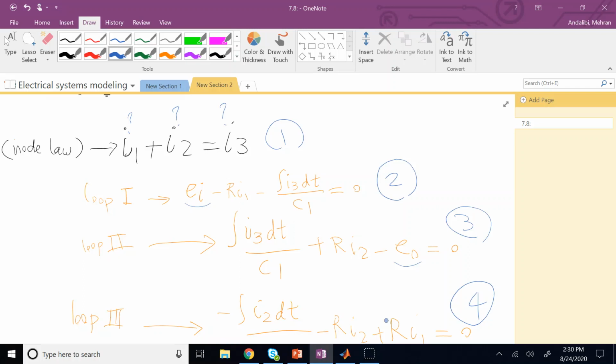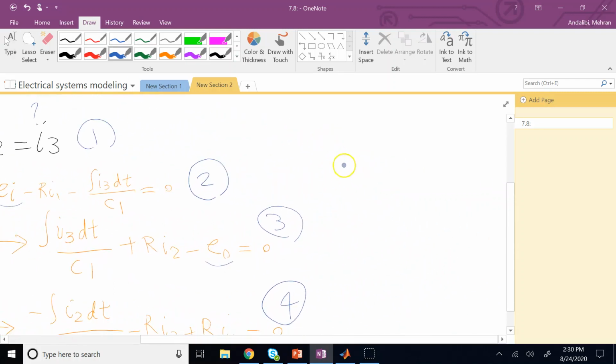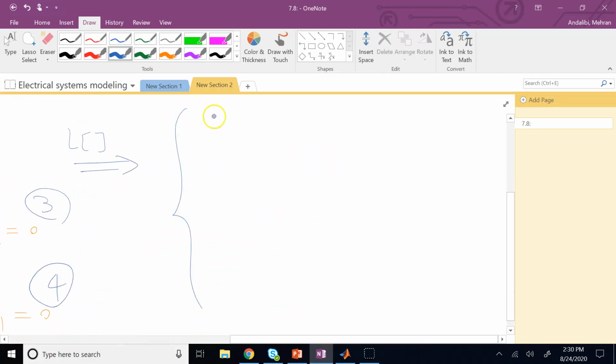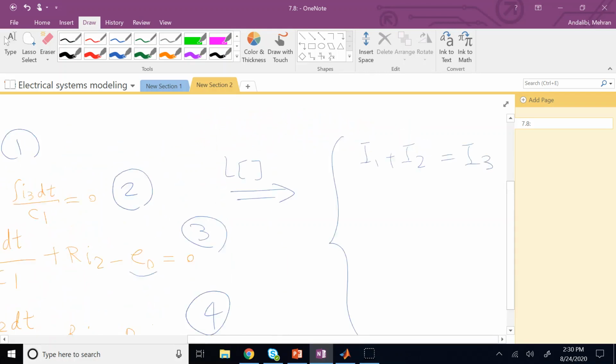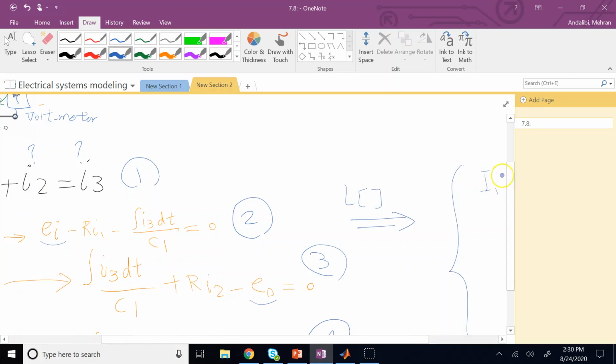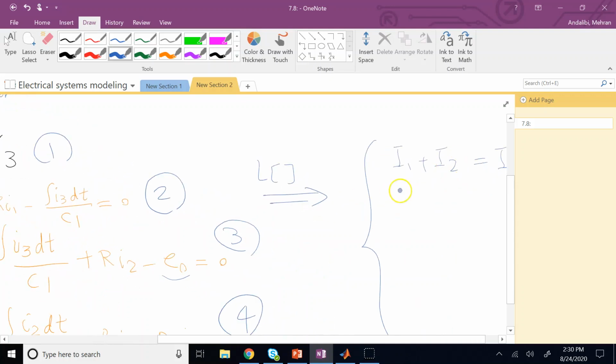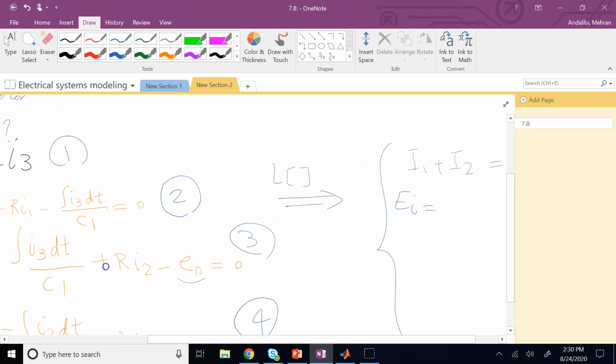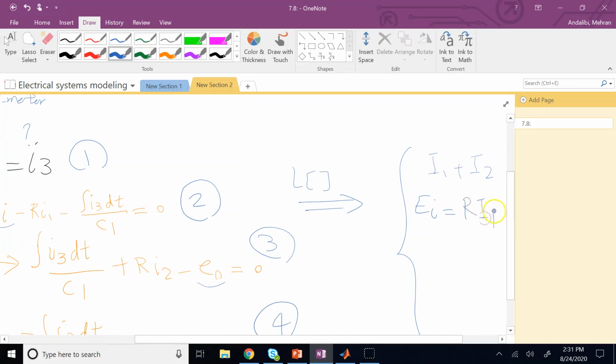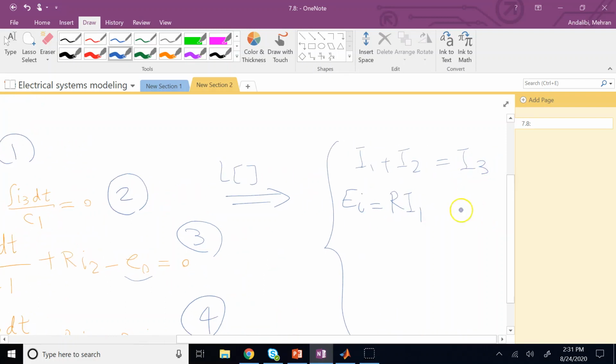Okay, so now I need to start applying Laplace transform. So I apply Laplace to all of these equations, and then I will get I1 plus I2 is equal to I3. I'm not going to write I1 of S, I2 of S, because that takes a lot of time. So you know, when I write them as capital, they're all functions of S. So EI is equal to, and I take the negative terms to the other side. So EI, it is going to be RI1 plus 1 over C1S I3.